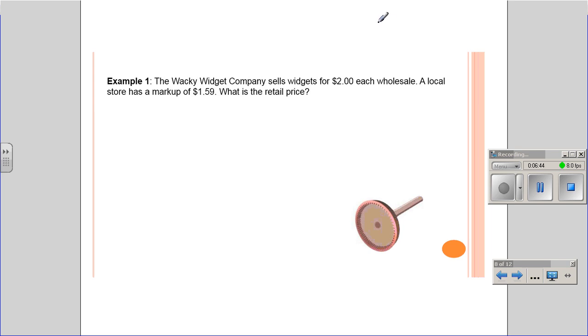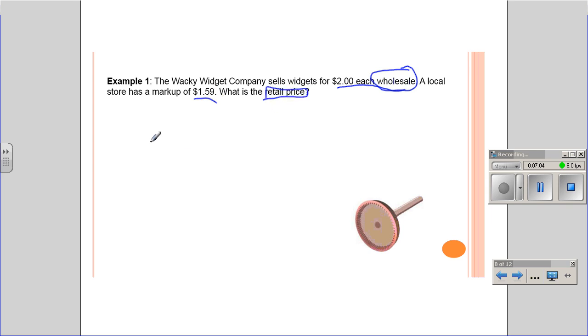So this wacky widget company sells widgets for $2 each. That's wholesale. Remember, that's what the retailer is going to be paying. A local store has a markup, so the retailer has a markup of $1.59. We want to know what's the retail price, so the price that the consumer pays.